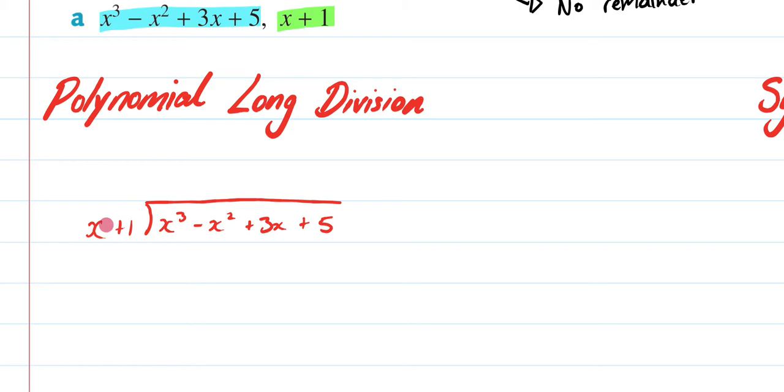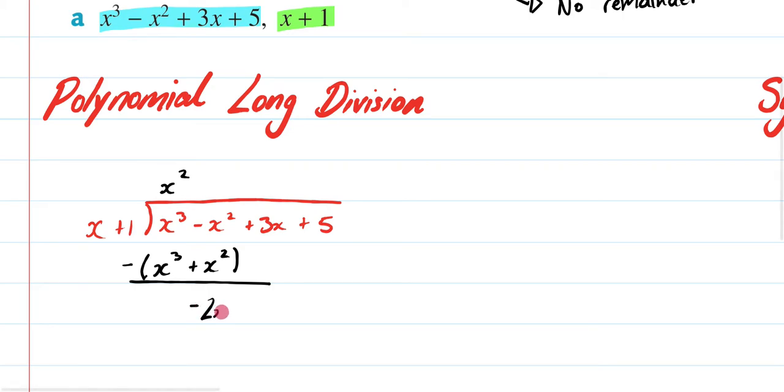Now what I'm going to do is go, how many times is x going to x cubed? It goes in x squared times. Then I'm going to go x squared times x is x cubed. Then x squared times 1 is plus x squared. Then I'm going to subtract this. This is going to be x cubed minus x cubed is 0. Then it's going to be negative x squared minus x squared. So that's going to become negative 2x squared.